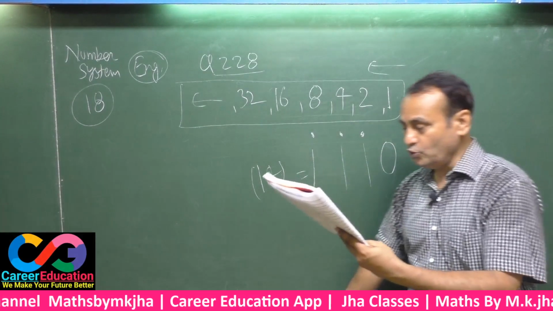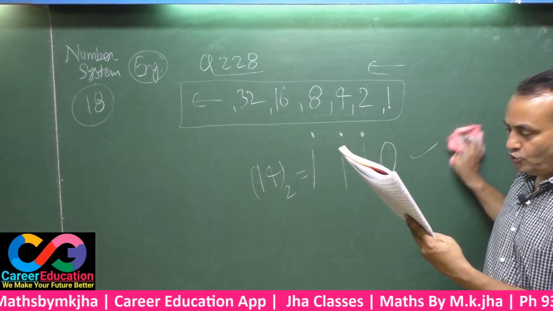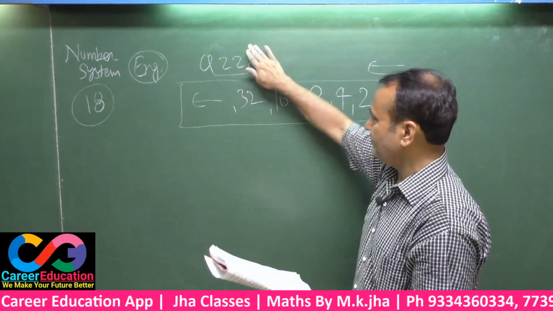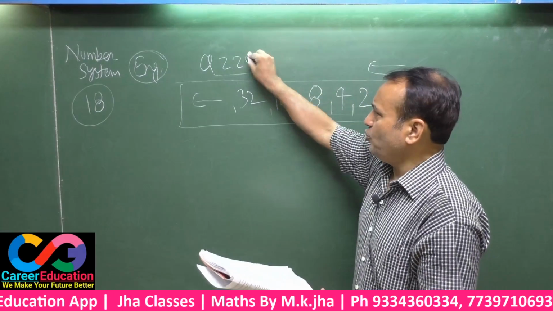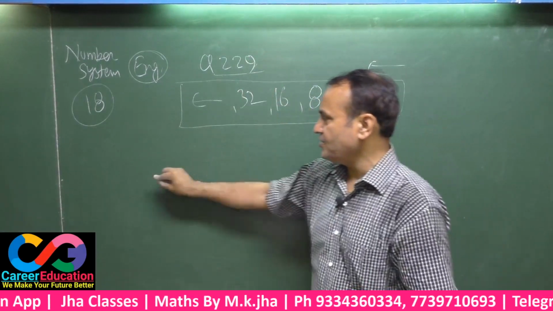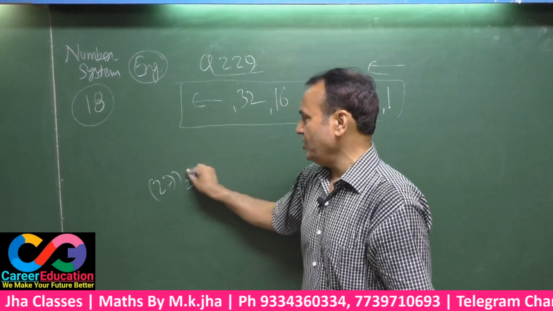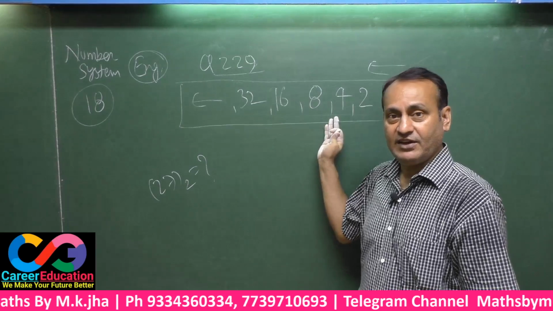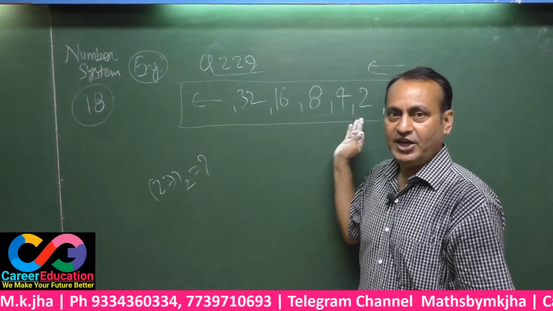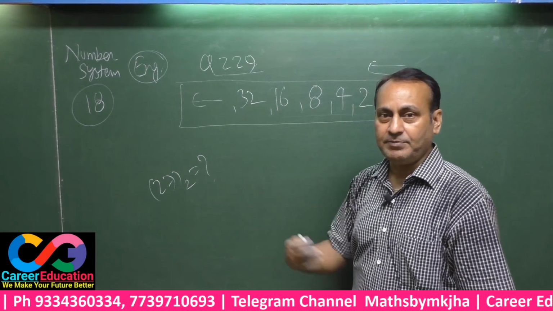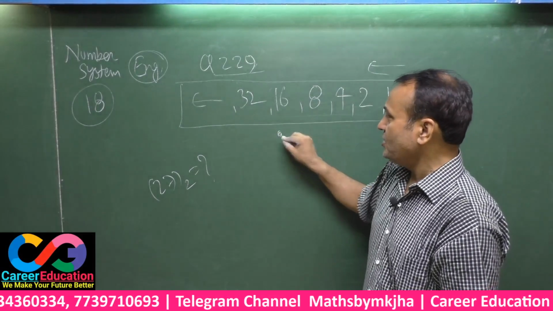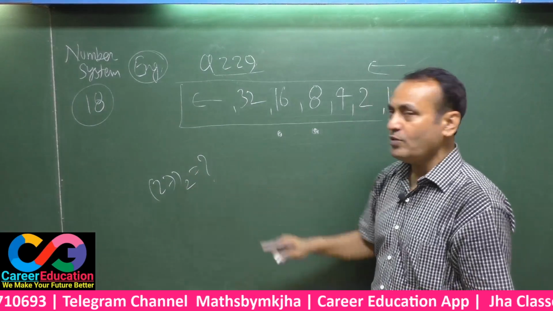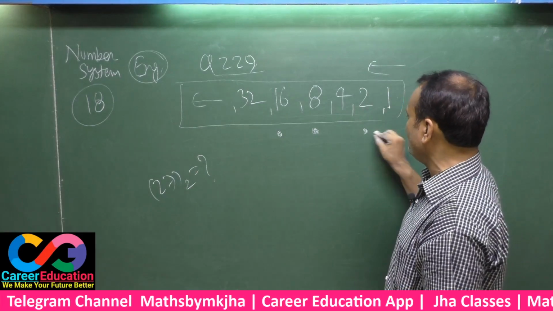Now coming to the next question, that is 229. You have to write 27 in binary number system. You have to pick up some values from here itself in order to make 27 after addition. That means you have to search: 16 plus 8 is 24, and to make 27 you need 24 plus 2 plus 1.